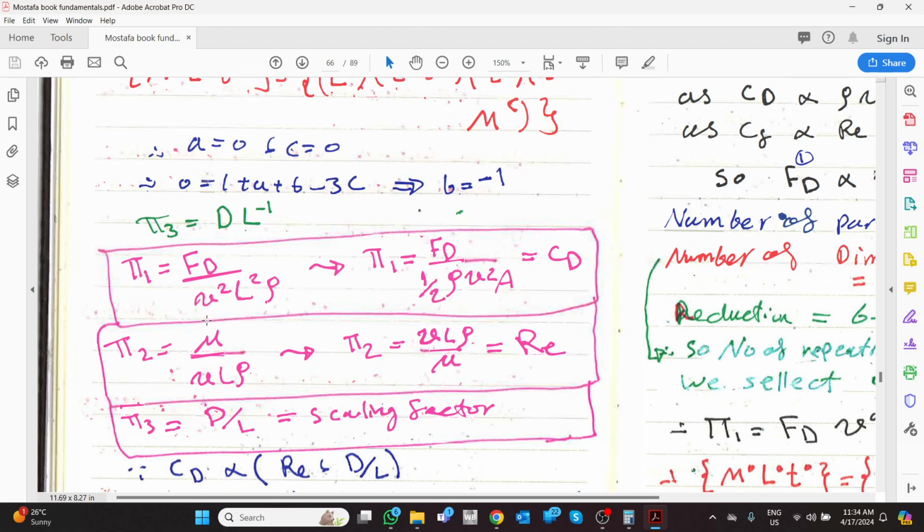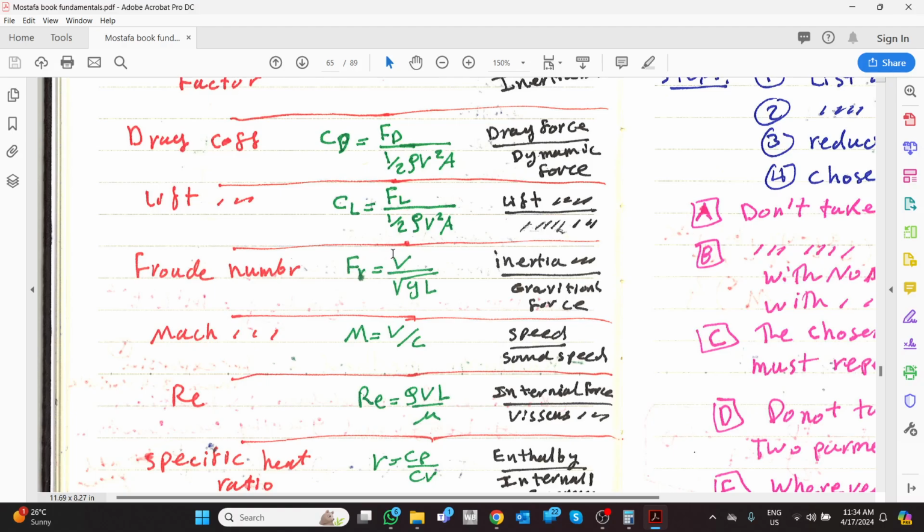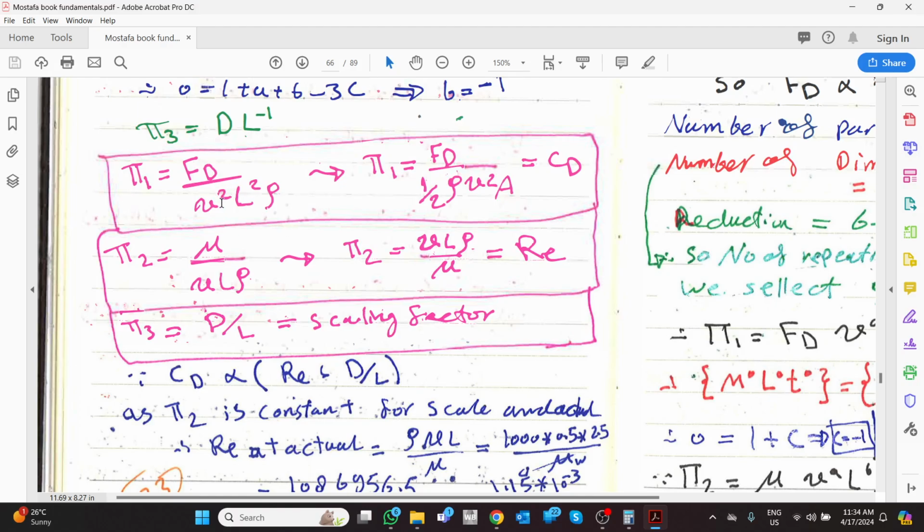Pi 1 is F_D over V squared rho L squared, which is the drag force. L squared is an area. So we can multiply by half, the pi by half and this by half, and still it will be pi 1. So it is F_D over half rho V squared area, which is the drag coefficient.